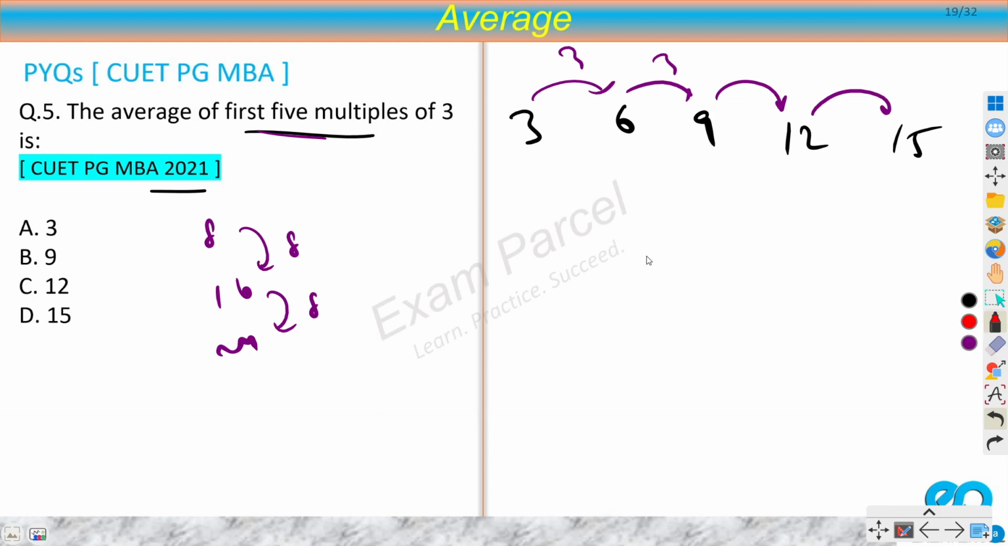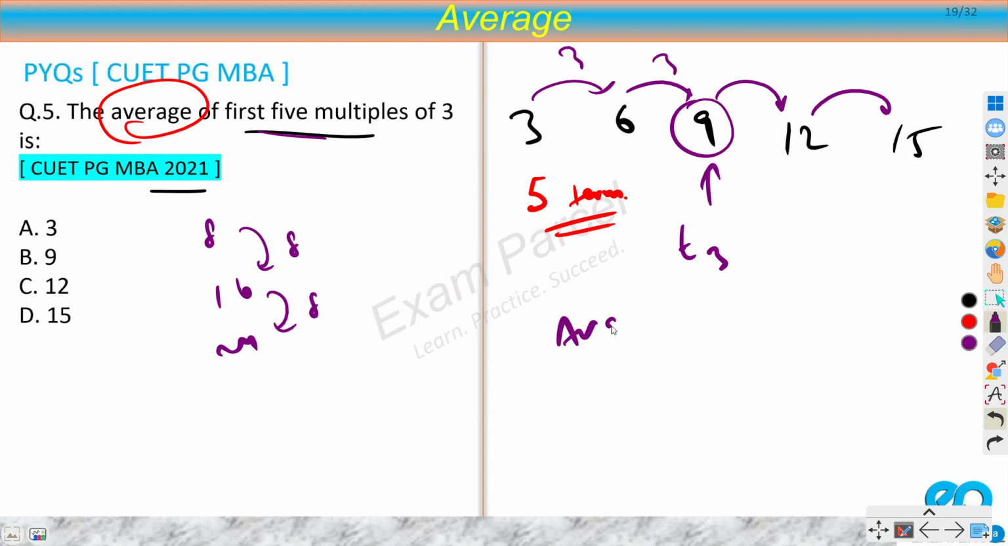Now the second thing, the thing that we discussed in the last question: since these are in AP, is the number of terms odd? So the number of terms is odd. We have 5 terms, right? Since we have to calculate the average, we don't need to do 3 plus 6 plus 9 plus 12 plus 15 divided by 5. No, we simply have to go to the middle term, the third term, T3, and that would be my average. That is, average is the middle term, and that is 9. So that is B.